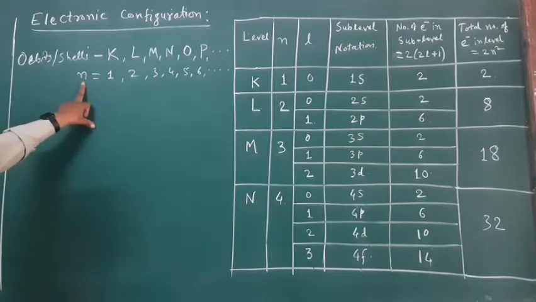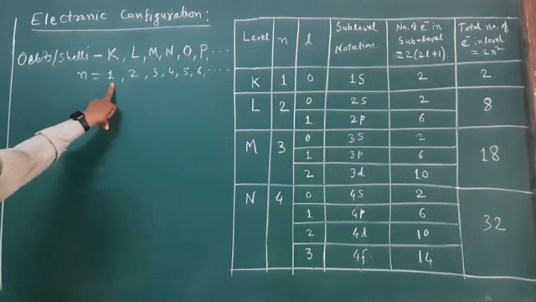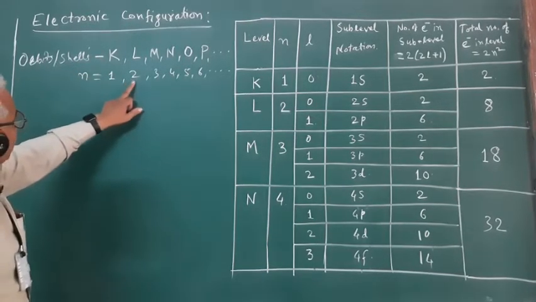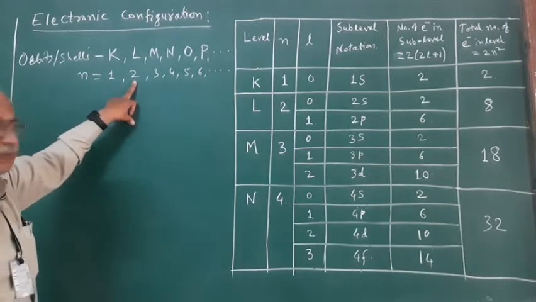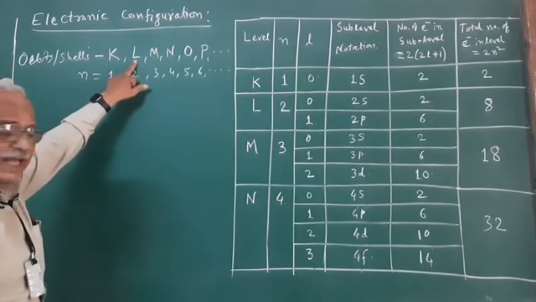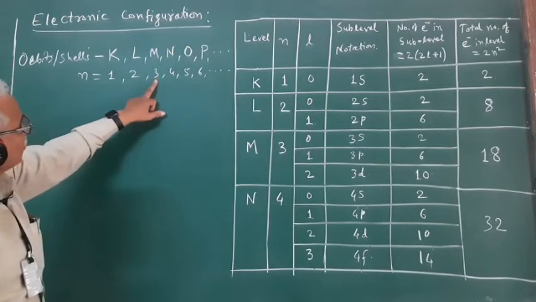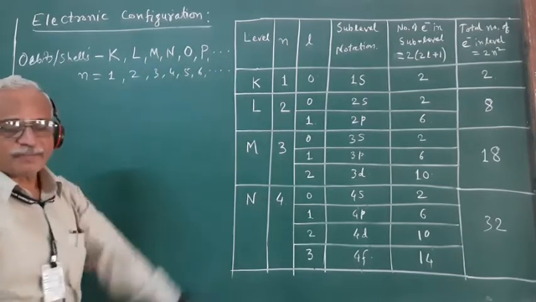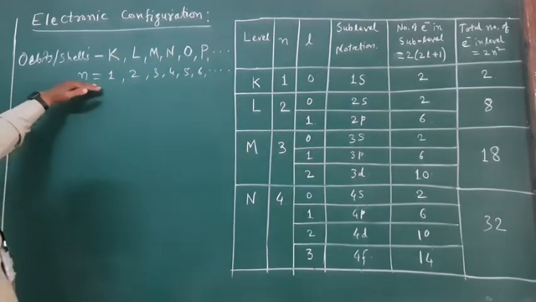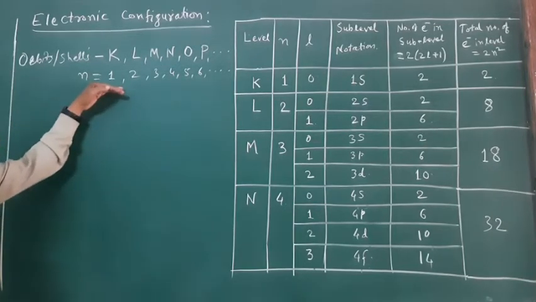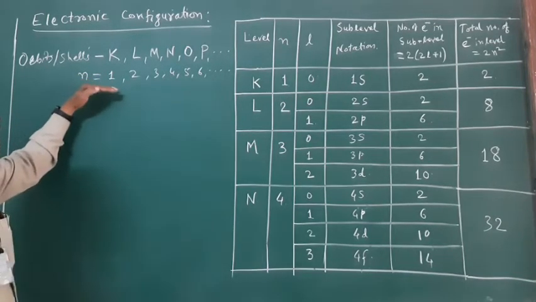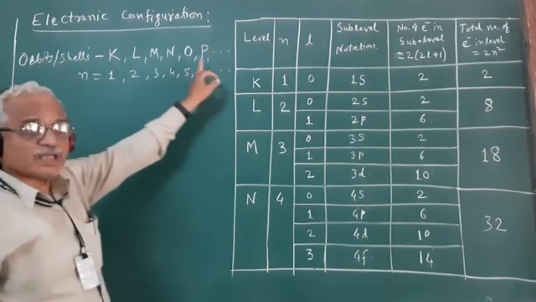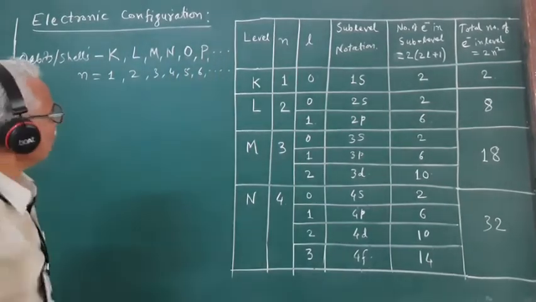The orbit for which n is equal to 1 is represented by capital K. The orbit for which the principal quantum number n is equal to 2 is denoted by L. n equal to 3 is represented by M, 4 is represented by N, and so on. So these are the principal quantum numbers, and these shells are represented by the capital letters K, L, M, N, O, P, etc.